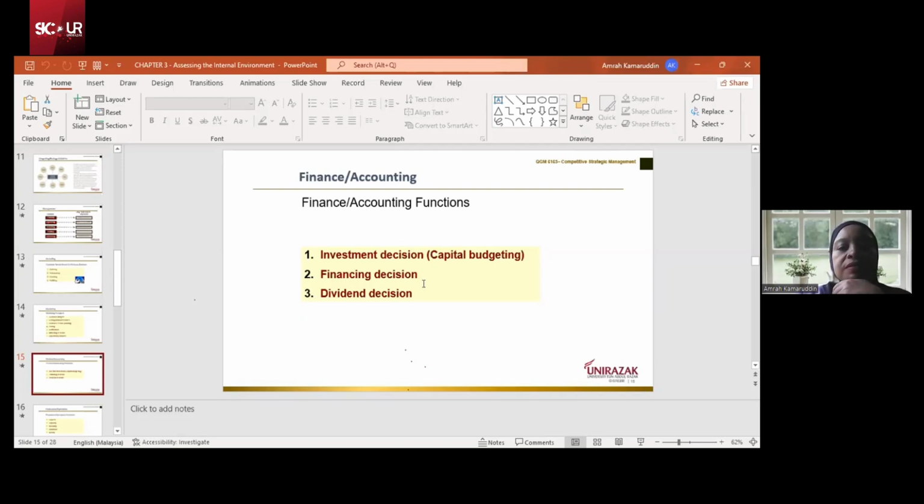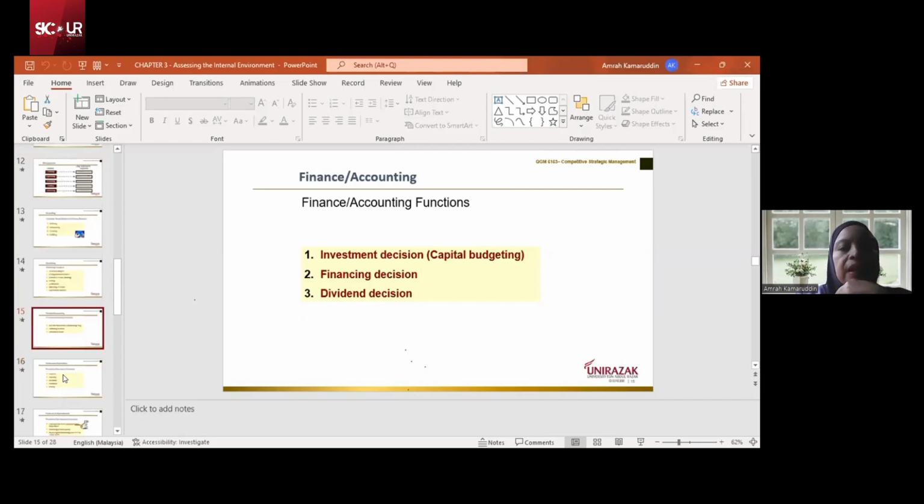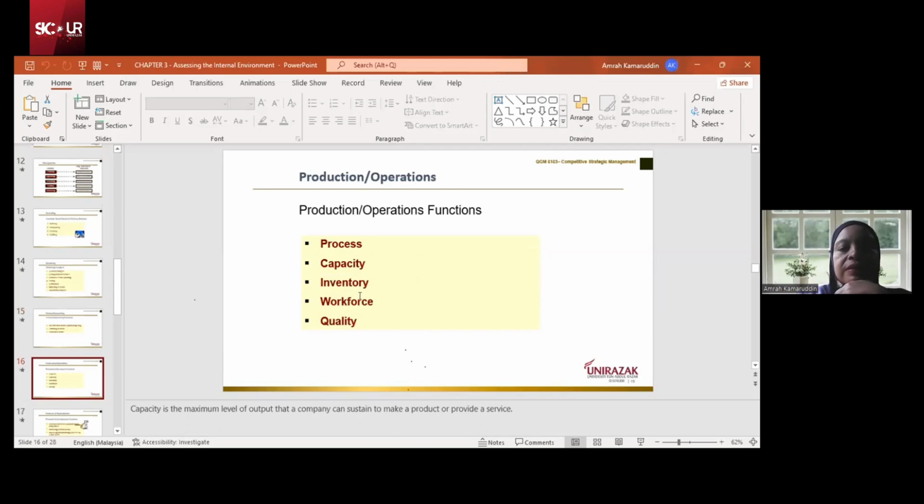So financing decisions and also dividends. That's why you also need to learn finance in strategic management. Production, this is actually, so maybe you learn about operations.